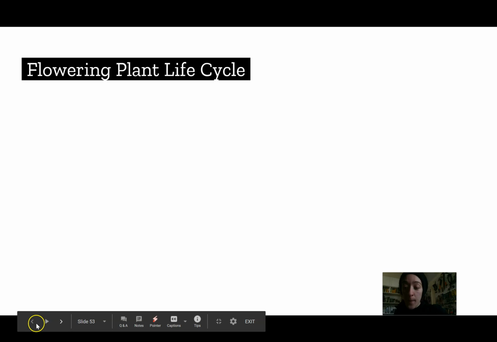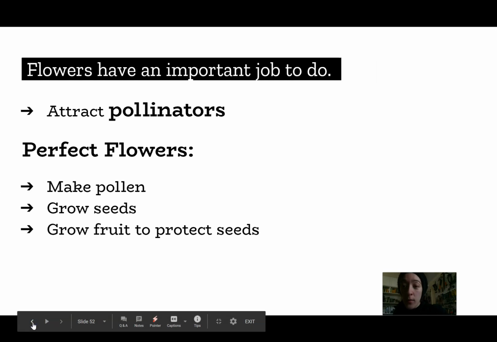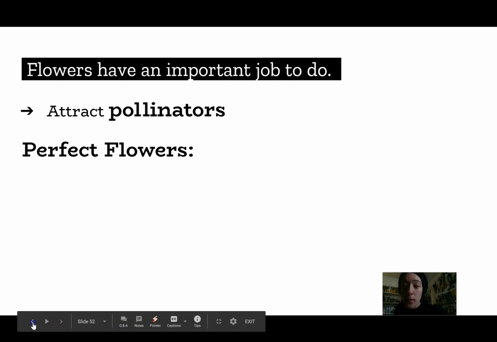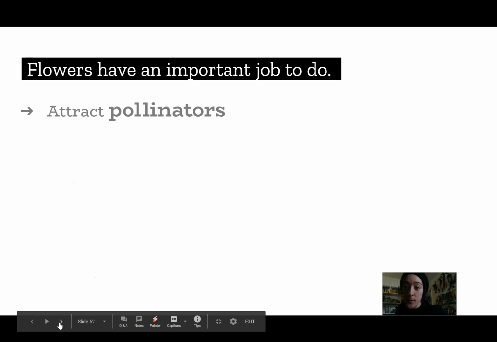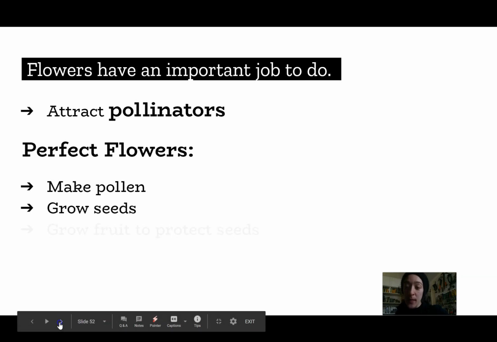Right? So all flowers have an important job to do. They're there to attract the pollinators, to make the pollen, to grow the seeds, and to grow the fruit.